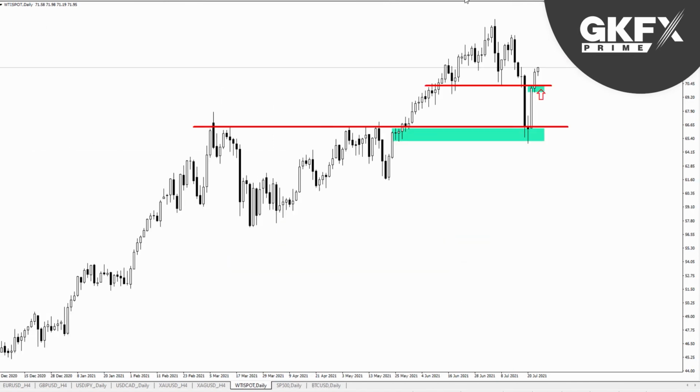WTI crude oil, let's give this a little bit of context. So this was our former resistance, which has worked nicely as support after the recent breakdown. And obviously, I think it was three days in the end, but definitely a couple of days of really good solid strength, rallying off of that to resistance.